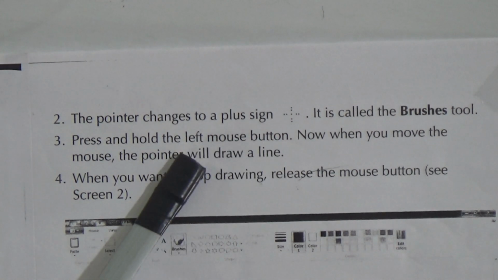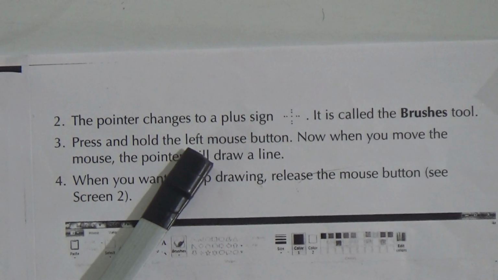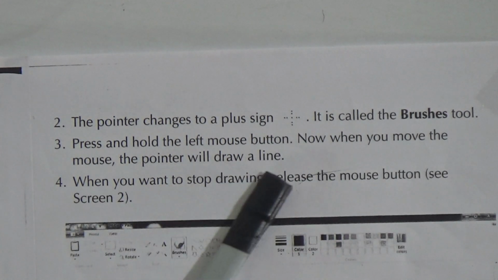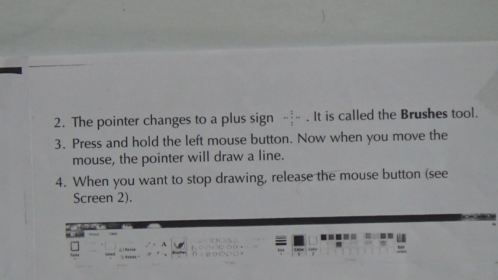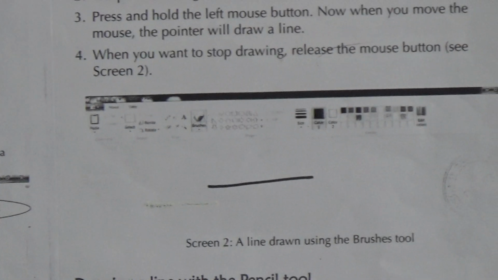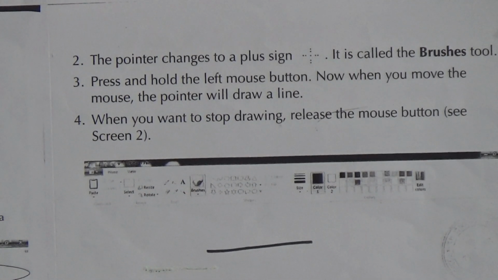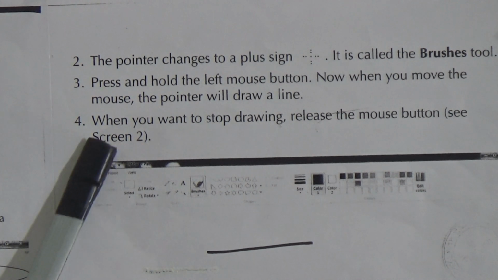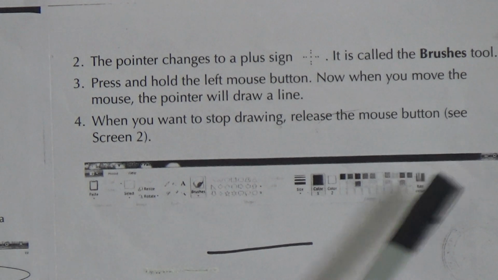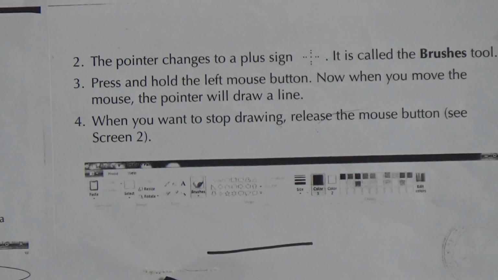So now you will press the left mouse button and you will hold it. Now when you move the mouse, the pointer will draw a line. So whichever direction you move the mouse, it will draw a line. And now the next step, number 4, when you want to stop drawing, release the mouse button. So when you want to stop drawing, you will just release the mouse button. That means you will release the left mouse button.